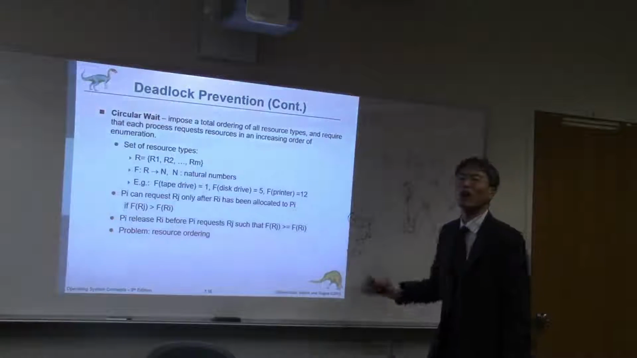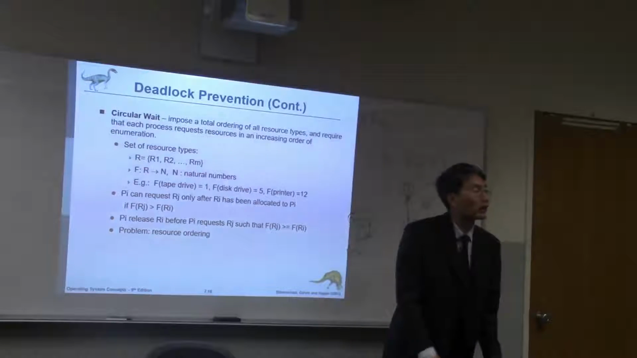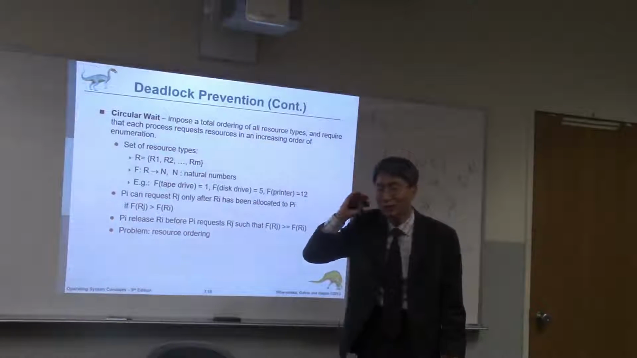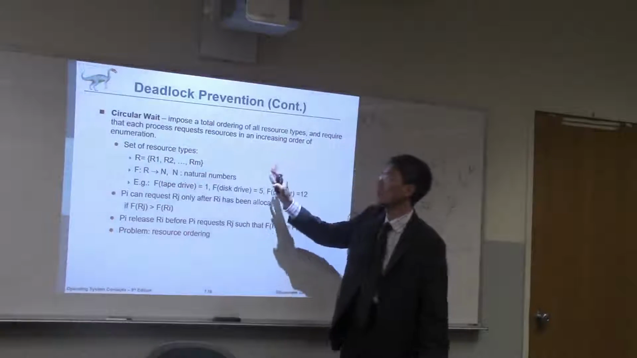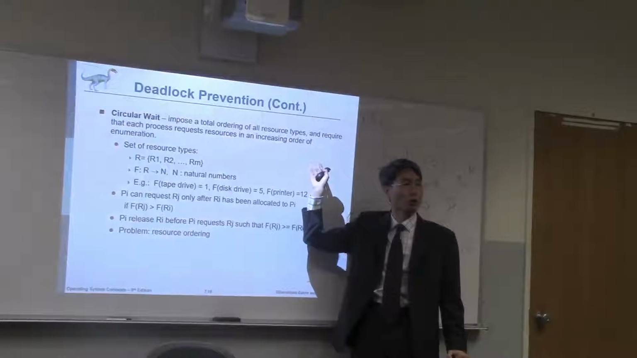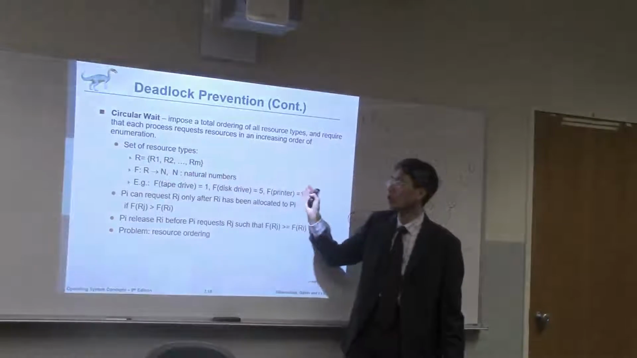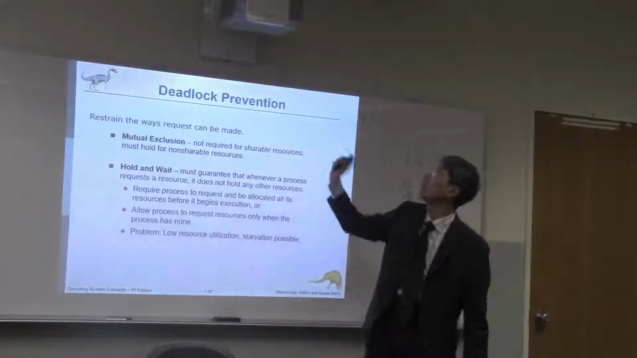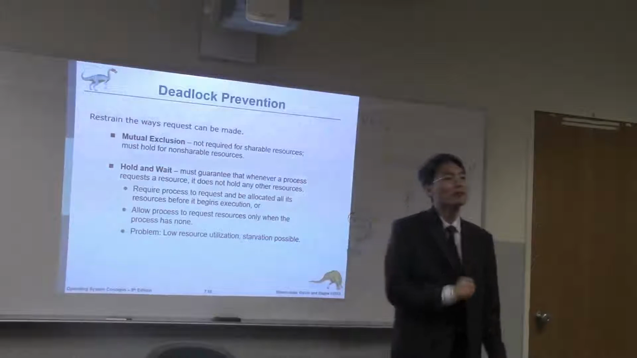Circular wait, we are not going to allow any circular wait in terms of the operating system. The operating system checks whether there is one. In other words, only serial execution. You are going to allow serial execution only. That is this one. So then we can prevent the deadlock problem.